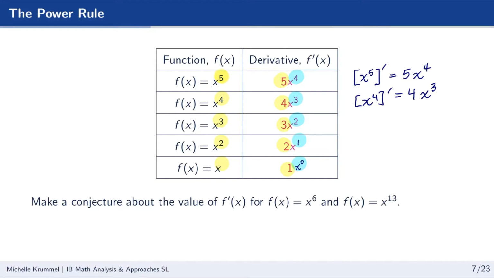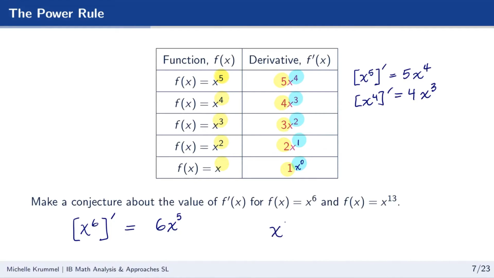And that is exactly the pattern that will help us quickly find derivatives for power functions. So if I want the derivative of x to the power 6, the original exponent is 6. That's going to become the coefficient in the derivative. And then the new exponent is just 1 less than 6. So I do 6 minus 1 and I get 5. So the derivative of x to the power 6 is 6 times x to the power 5.